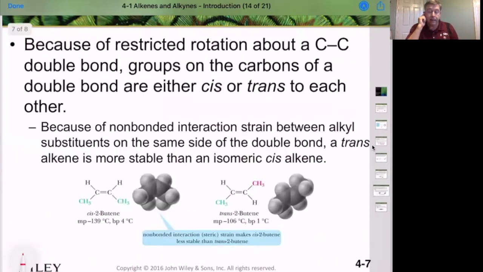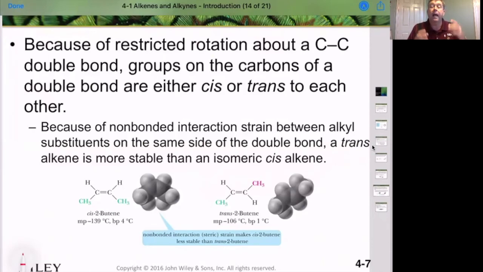What does that mean? If we do not have rotation over that double bond, then when our substituents are on the same or opposite sides, they are stuck that way. Therefore, we have to consider that they have isomers. If the two groups on a double bond are on the same side, we call this the cis isomer, just like two substituents on the same side of cyclohexane would be a cis isomer. And if they're on opposite sides, they are called the trans isomer.